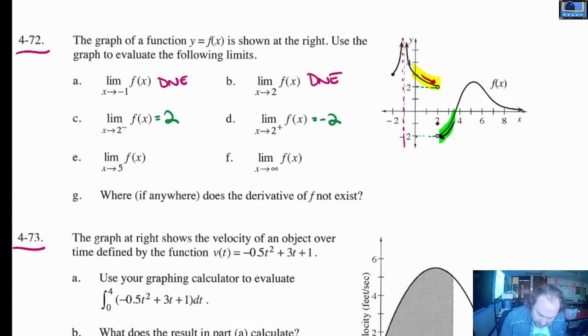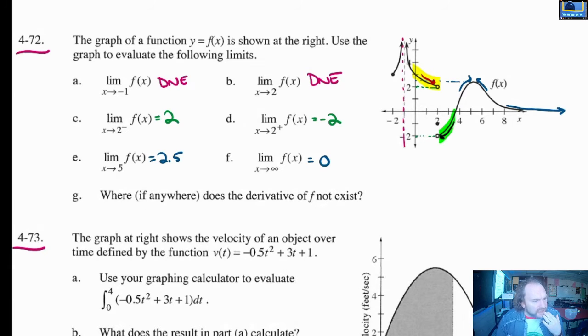Question 5, the limit as x approaches 5 totally exists because it's just approaching the same thing on both sides. Very boring there. I'm going to eyeball that as a 2.5 right there. And the limit as x approaches infinity of f of x, that would be kind of the horizontal asymptote going on over here, looks like a pretty solid 0. Looks like it's going towards 0 and never actually touching it.